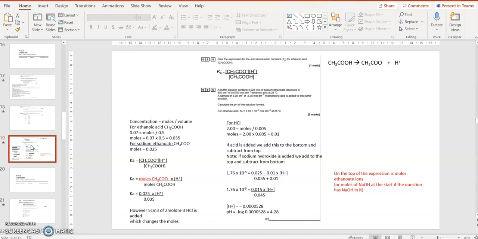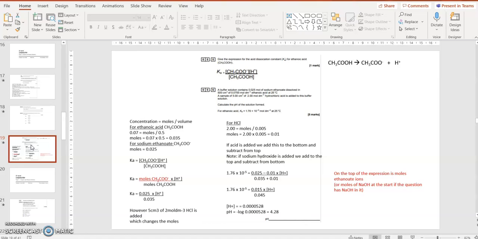0.01 moles of hydrochloric acid have been added to the mixture to mess up that calculation. So, if I add acid, that goes on the bottom, and I subtract it from the top. If acid is added, you add the number of moles to the bottom for a buffer, and you subtract it from the top. So 0.025 take away 0.01, because this is an acid being added, gets subtracted from the top, and 0.035 add 0.01 goes on the bottom. Whatever I add onto the bottom, I subtract from the top. Incidentally, if sodium hydroxide or a base is added, I add that to the top and subtract from the bottom. It's the other way around.